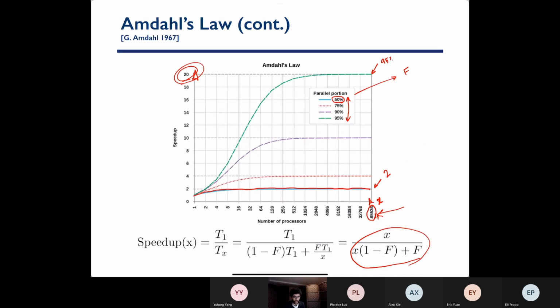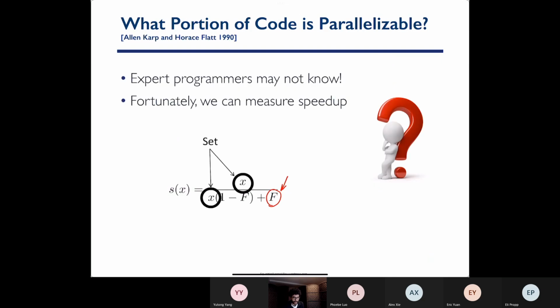So in the previous plot, I assume that I know f. I assume that f is 50%, 90%, 95%, whatever. But if you write an application and somebody asks you what portion of your application is parallelizable, you probably won't have any idea. So one thing you could do is to go and reverse Amdahl's law. You could measure your speed up with X processors. So you could run your application on one CPU and measure the execution time. Then run your application on, let's say, 200 CPUs and measure your execution time. And then put everything that you have in this equation, and then you have a single unknown, which is f, and then you can calculate this f.